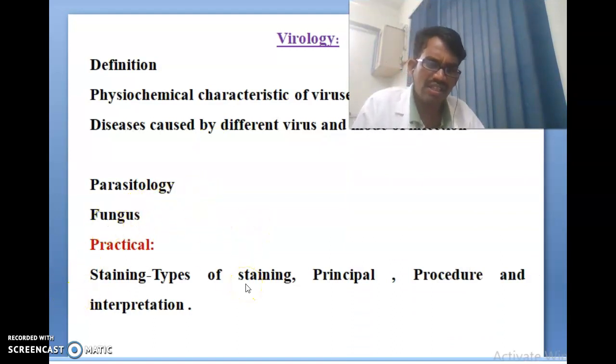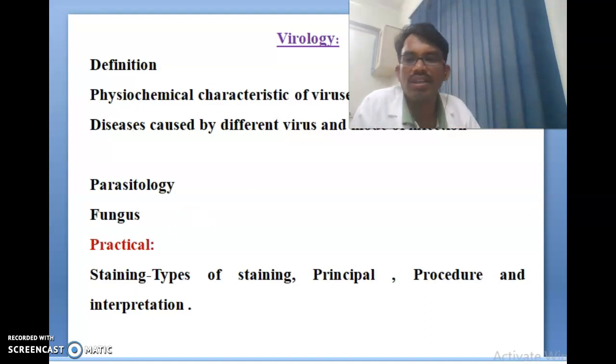Practically, you can see the types of staining, the principle, the procedure, and the interpretation. What is staining, and what are the types of staining? This comes under the practical of microbiology.